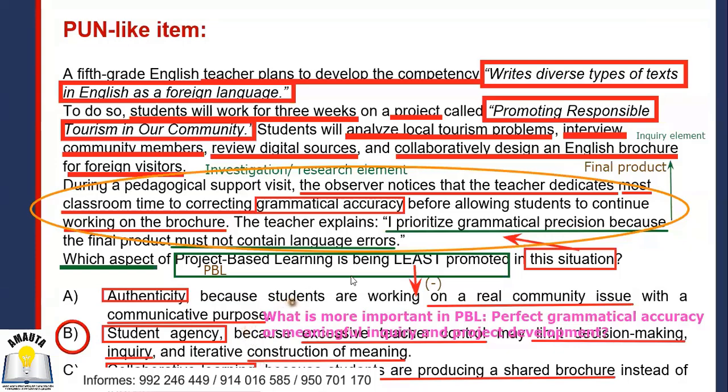Letter C is another distractor. Students are producing a shared brochure and working collaboratively for it, right? They are designing a shared product, participating in group, working as a team. So the answer is definitely B. Okay, my dear teachers, good job. I will erase all the notes here and change the slide.